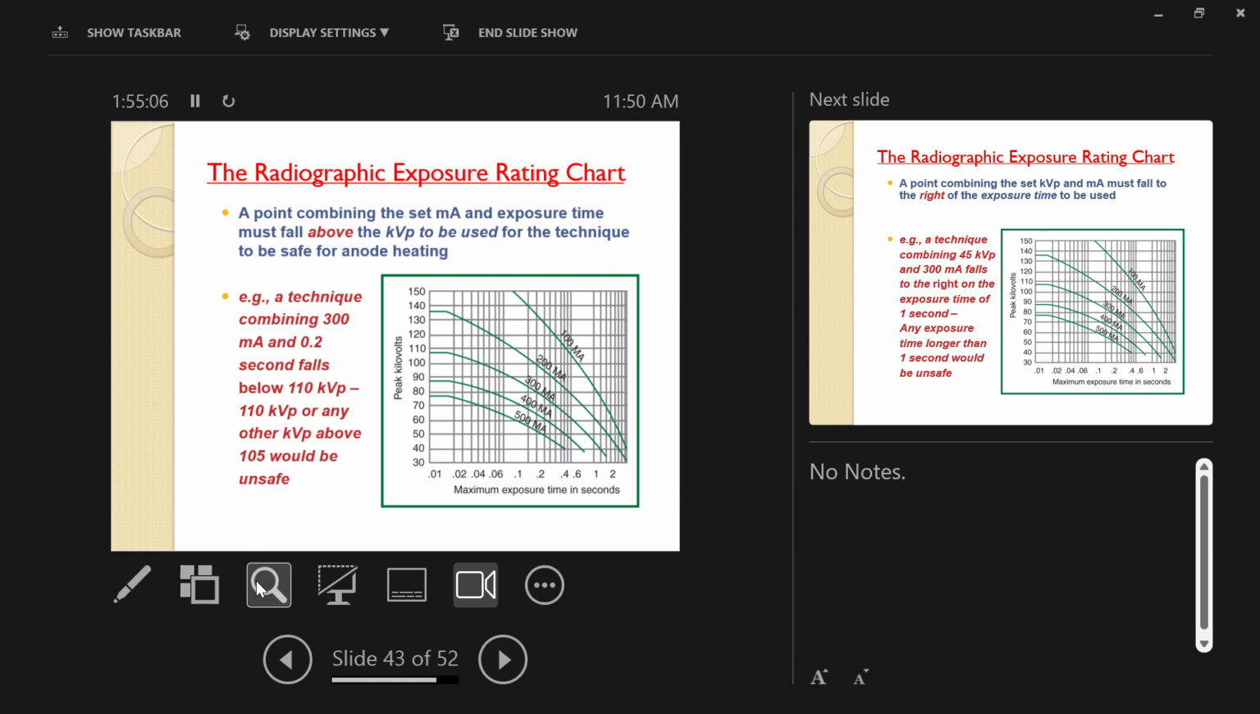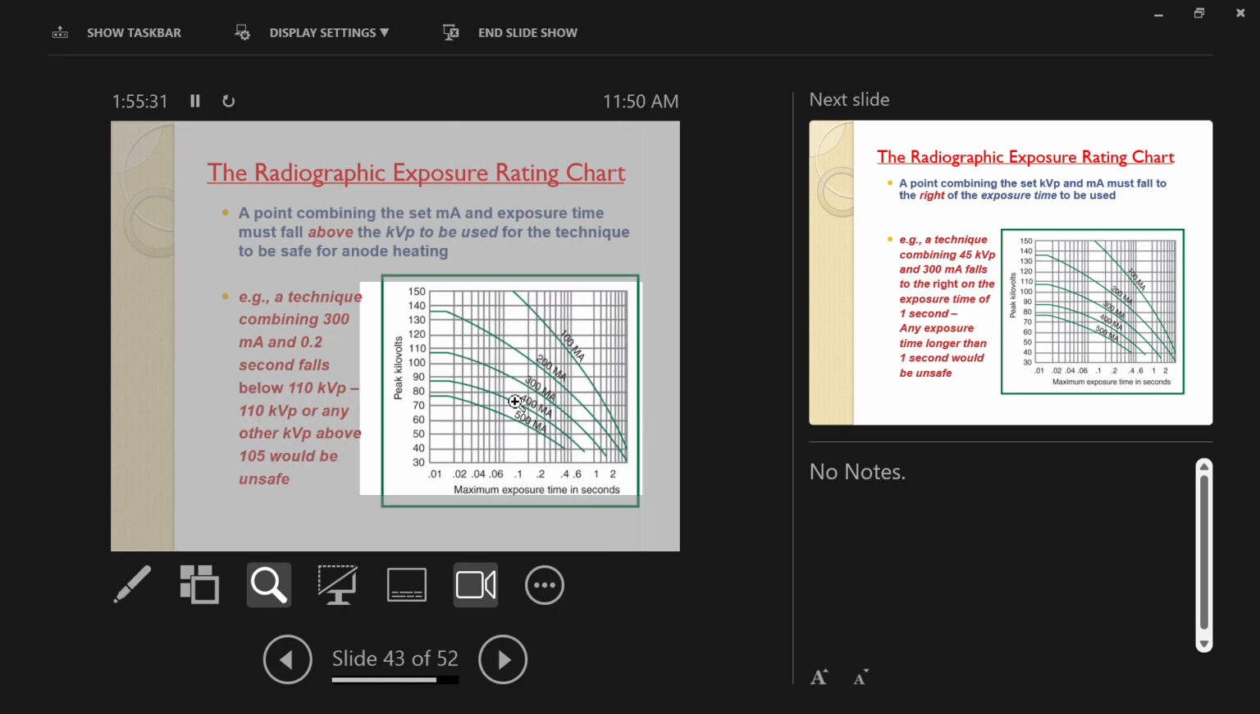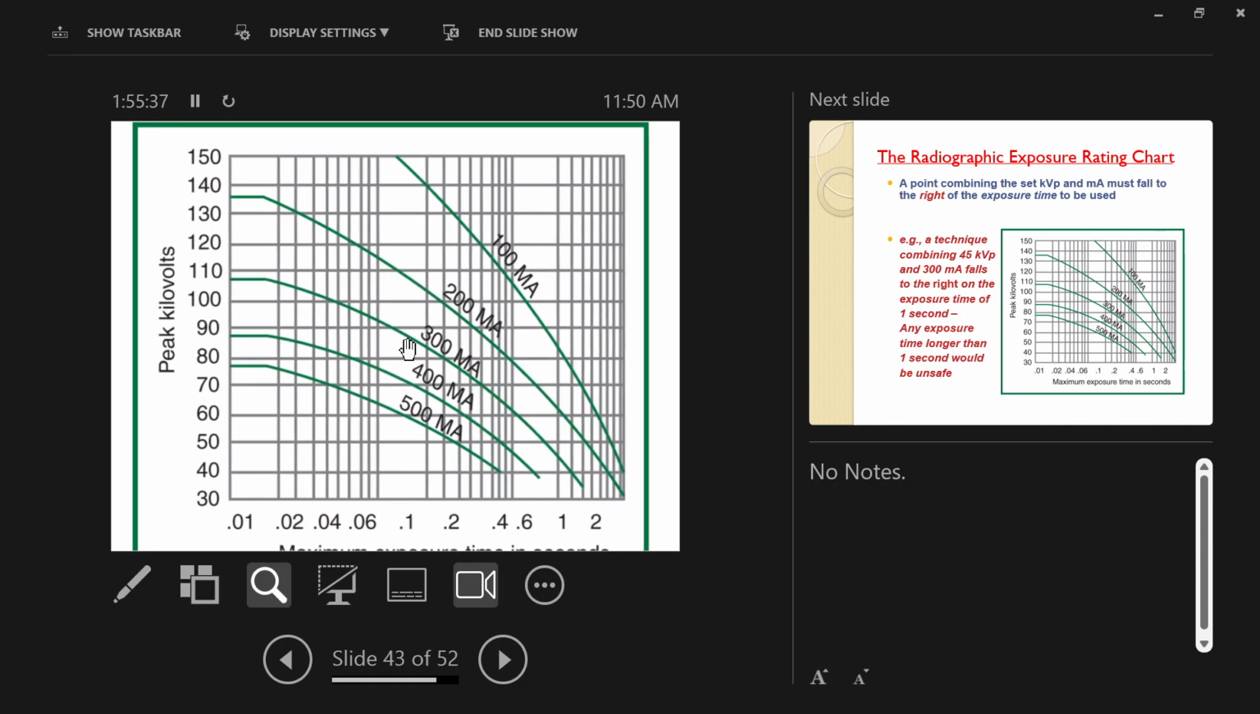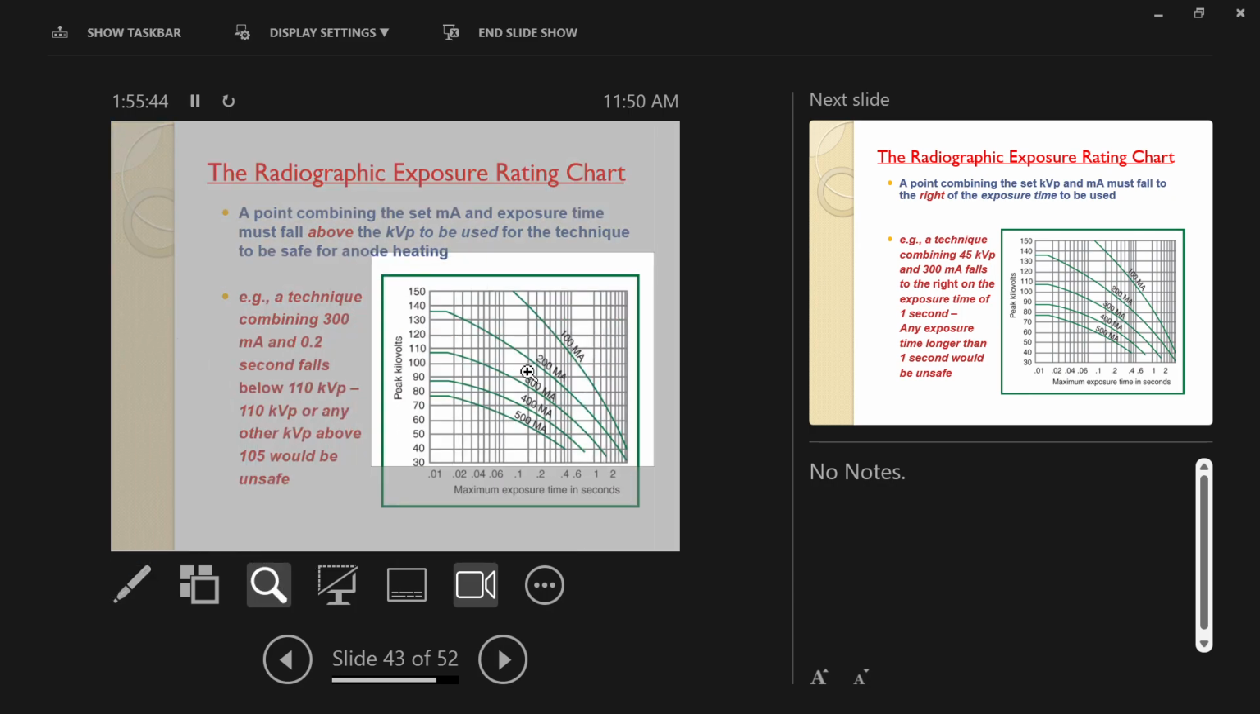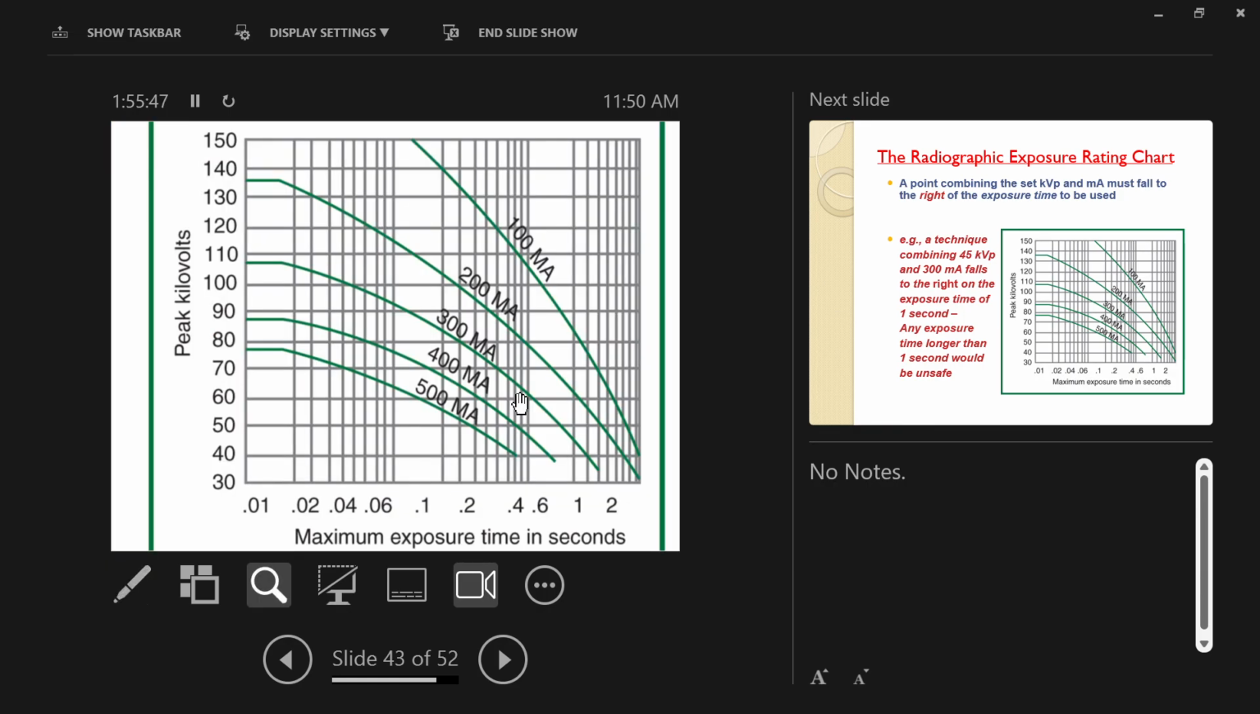So this one, instead of talking about kVp and time, they're saying given a technique of 300 mA in 0.2 seconds, if that falls below 110 kV, then 110 kV or any other kV above would be unsafe. So let's look at that. 300 mA in 0.2 seconds. Let me zoom in here. We wanted 300 mA, 0.2 seconds. Sorry, I had to remind myself. Okay, so 300 mA, 0.2 seconds.